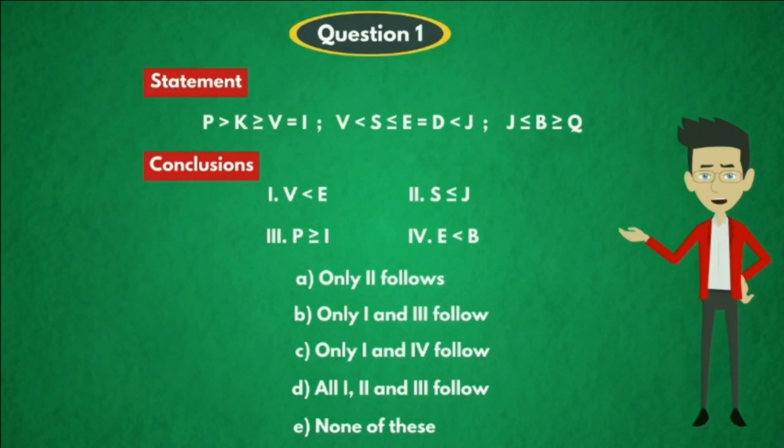So here conclusion 1 is true, conclusion 2 is false, conclusion 3 is false and conclusion 4 is true. So the answer is option C. Only 1 and 4 follows.